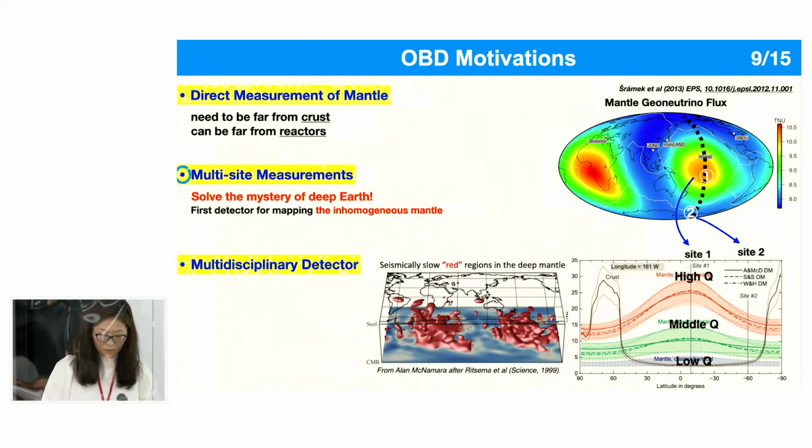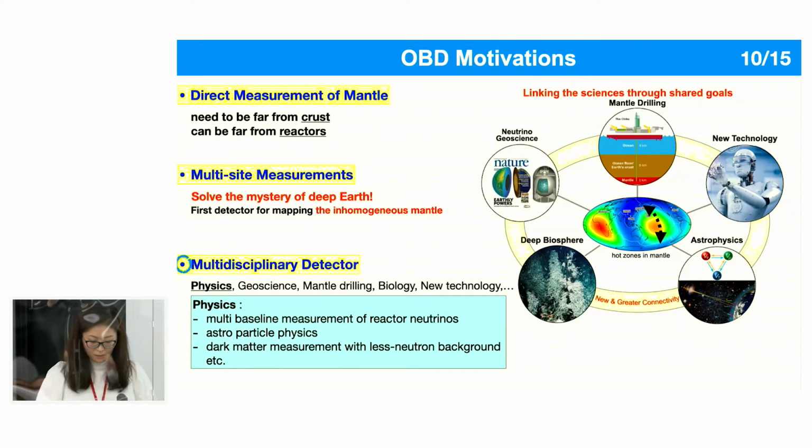The motivation is to solve the mystery of the liquid Earth, because this can be the first detector for mapping the inhomogeneous mantle, because we can measure several points. And also, it should be a multi-disciplinary detector, just like we are talking about in this entire symposium, that we have connected science motivation, and this kind of detector can be the source to connect each disciplinary scientific field.